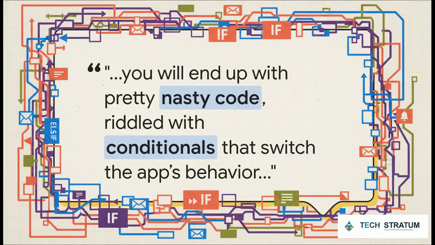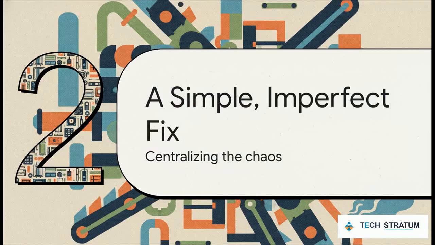And this is what leads to what our source material perfectly calls nasty code riddled with conditionals. You end up with this monster if-else block or a giant switch statement that you have to change every single time a new notification type comes along. This isn't just messy, it's super fragile and it just flies in the face of good design principles. Okay, so now what? Well, usually the first step people take is to at least try and get that mess out of their main business logic.